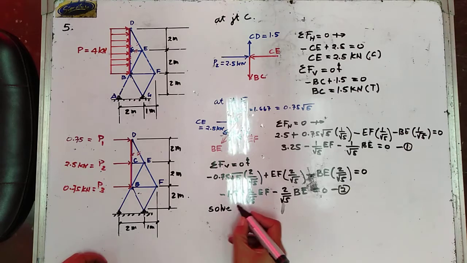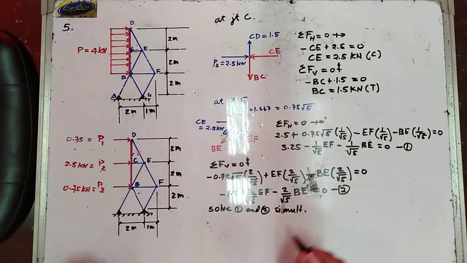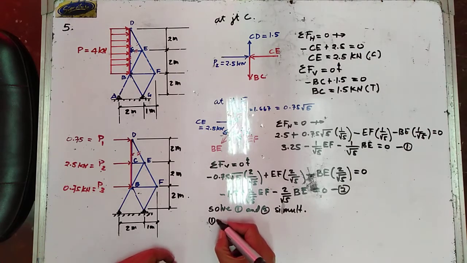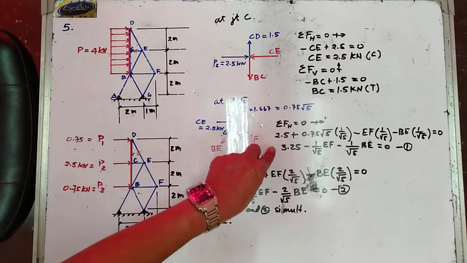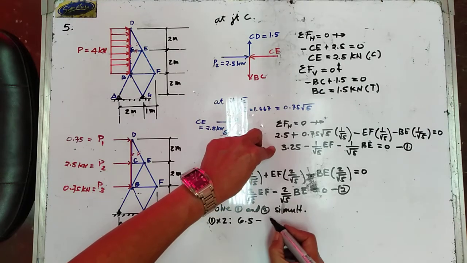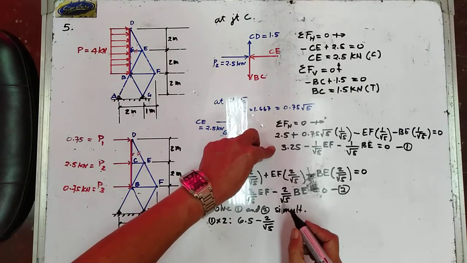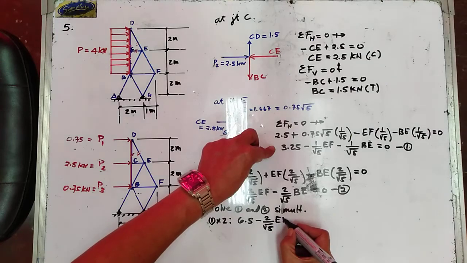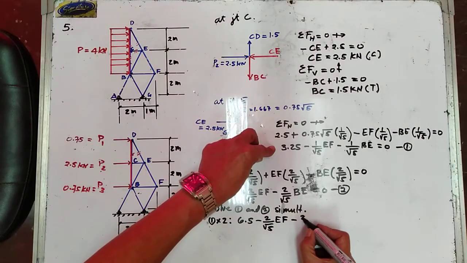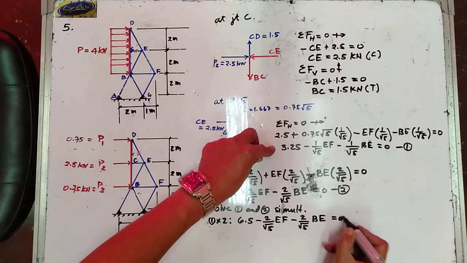Okay, so solve equations 1 and 2 simultaneously. So we have equation 1. Let's try to multiply this one by 2. So we have 6.5 minus 2 over the square root of 5 EF, and then minus 2 over the square root of 5 BE. That is equal to 0.